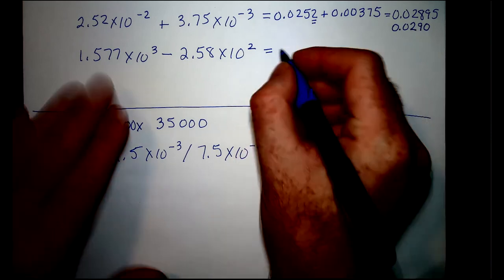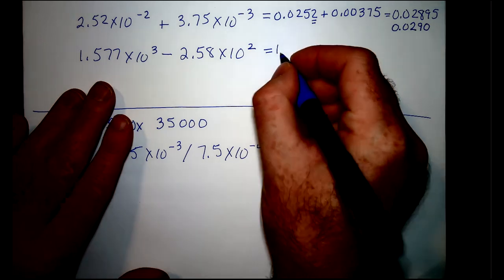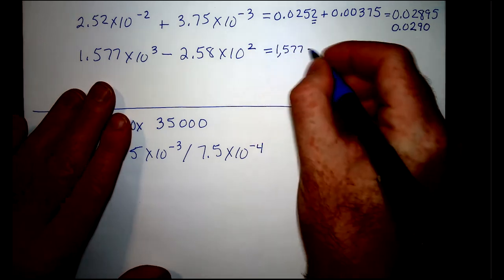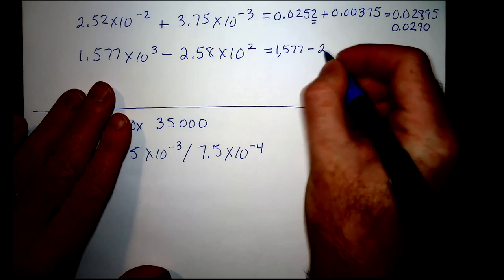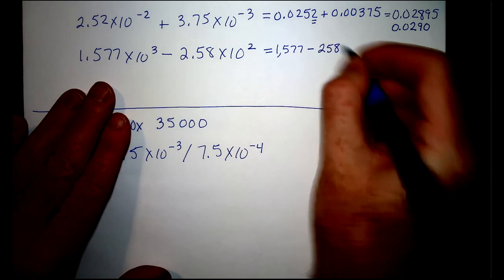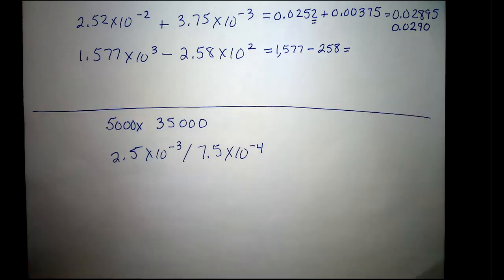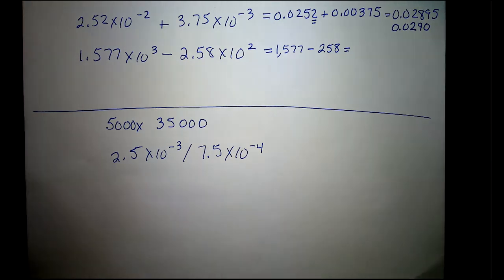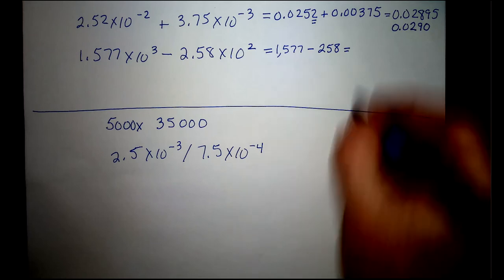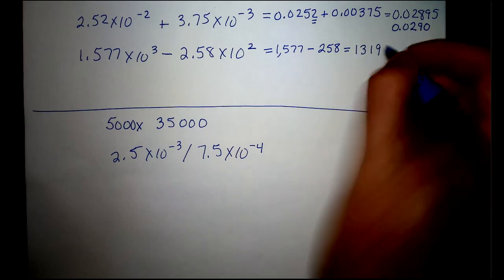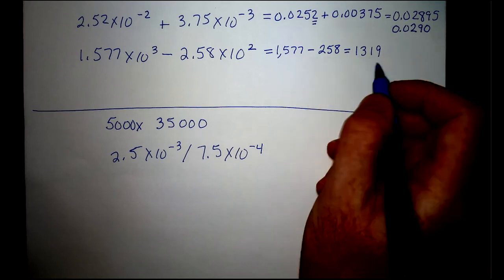These are larger numbers, so we've got 1,577 minus 258. And now you can see a little better where to subtract. And so you're going to say 1577 minus 258, and you're going to get 1319. And both of those are to the ones place, so that's where we're going to round there.